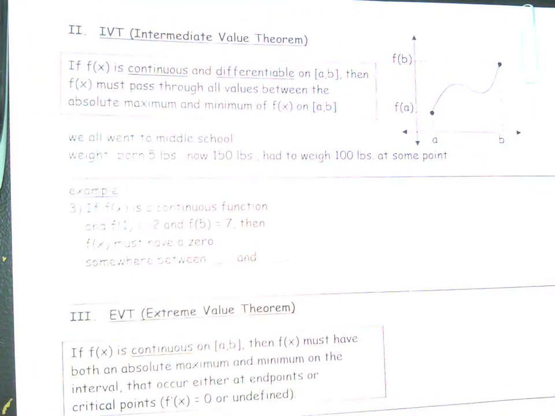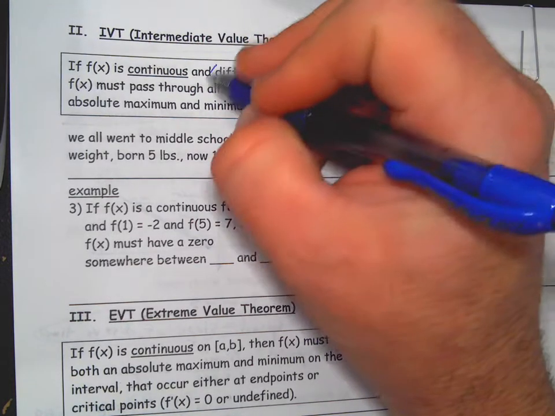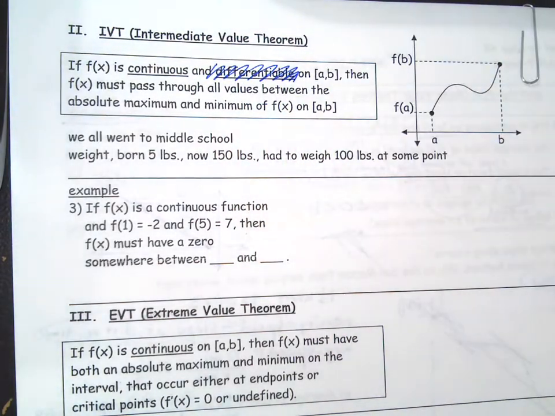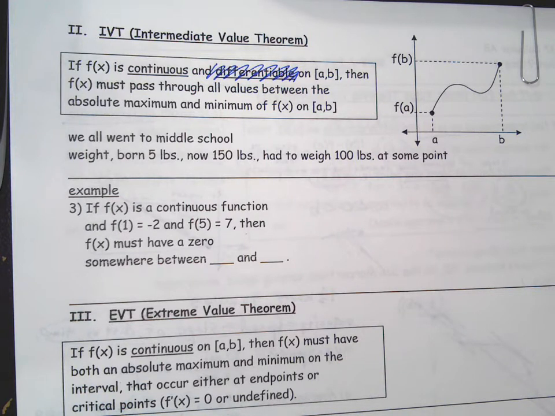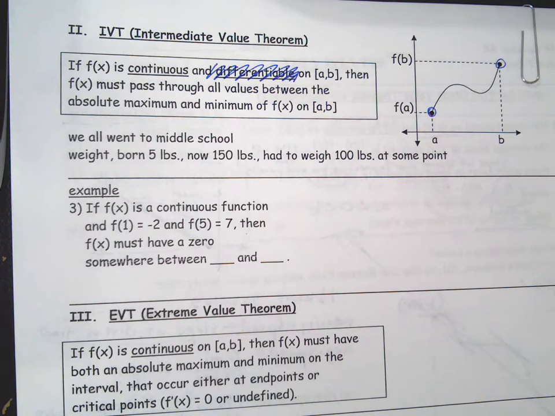IVT, intermediate value theorem. So in intermediate value theorem, sounds kind of complicated. What it says: if f of x is continuous, it doesn't have to be differentiable, on a closed interval, then f of x must pass through all the values between the absolute max and min of the function. And more specifically, it has to pass through all the values between f of a and f of b. If the graph is connected, can it skip any values on its way from f of a to f of b? No. You have to get through every single one, right?